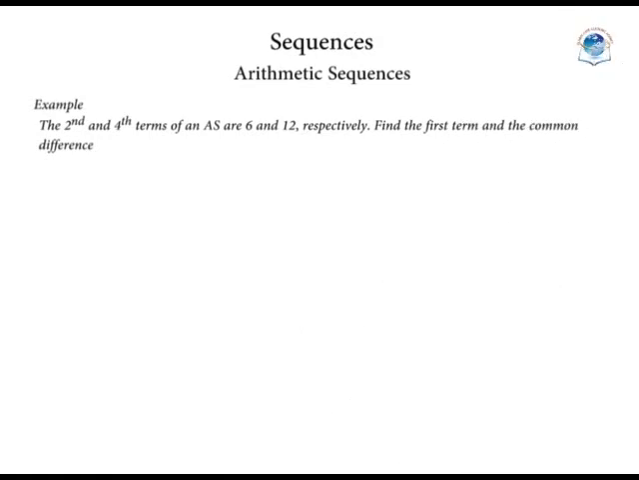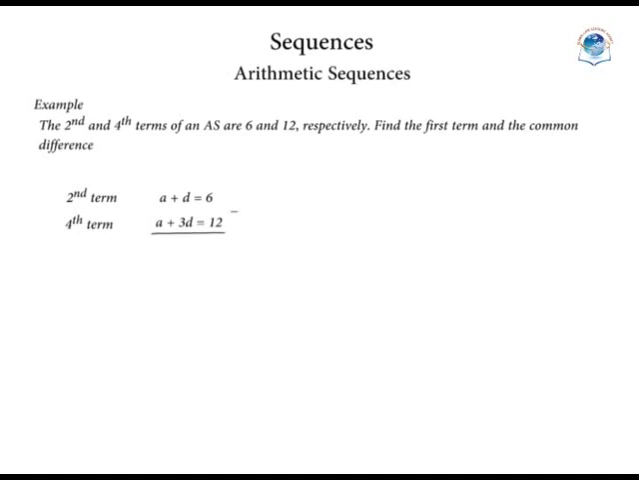Another example: the second and fourth terms of an arithmetic sequence are 6 and 12. Find the first term and the common difference. The second term will be given by A plus D, and that is equal to 6. The fourth term will be given by A plus 3D, and that is equal to 12. We solve the two simultaneously.